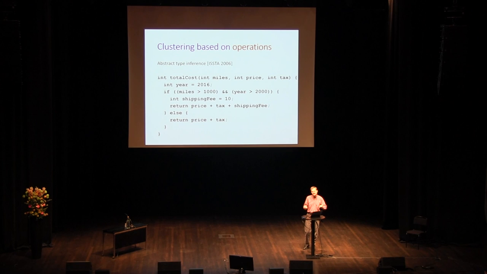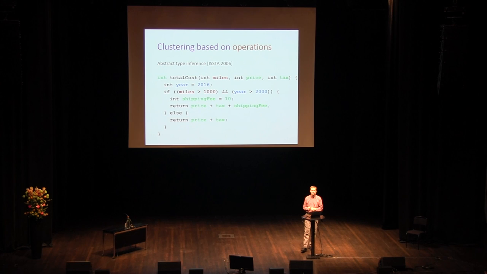So essentially what it does is it looks at the operations, and if you have A plus B, then the programmer must have meant for A and B to be the same type. If you have C is less than D, the programmer must have meant for C and D to be the same type. So that's how this would separate out all of the variables in this particular little routine.